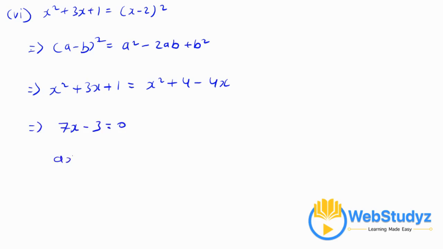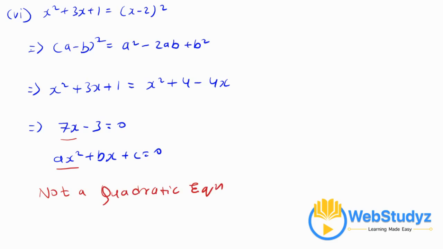If we compare this with ax² + bx + c = 0, we can clearly see that here the highest power of x is 2 and here the highest power of x is 1. That means this is again not a quadratic equation.